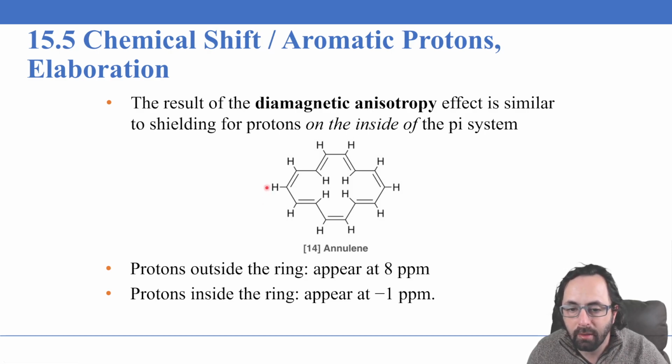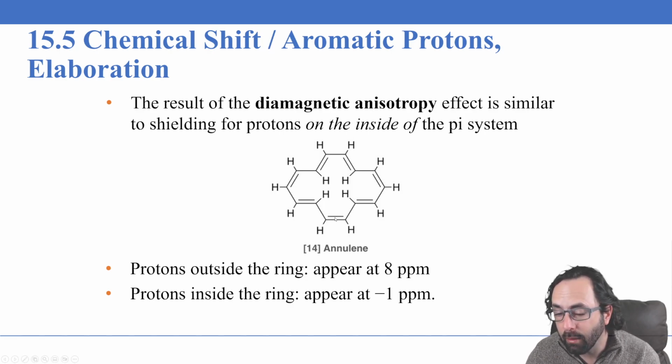They're just experiencing a greater magnetic field, and thus they have a greater separation in energy between the alpha and beta spin states. The protons inside of the ring experience a decreased magnetic field, and so they actually have a negative chemical shift, due to that opposing magnetic field, which decreases the magnetic field they experience and thus decreases the chemical shift.